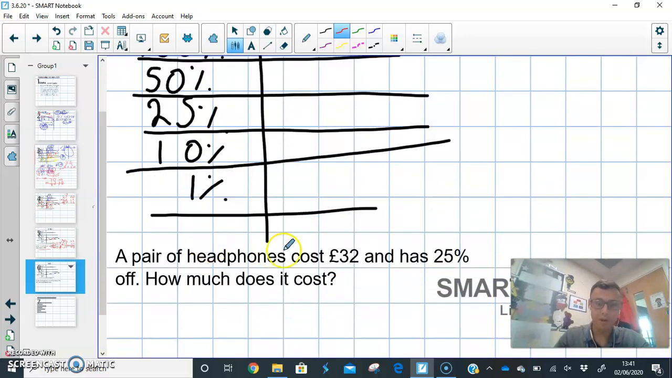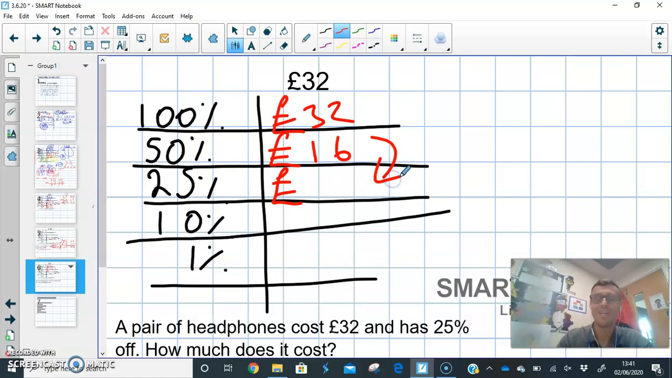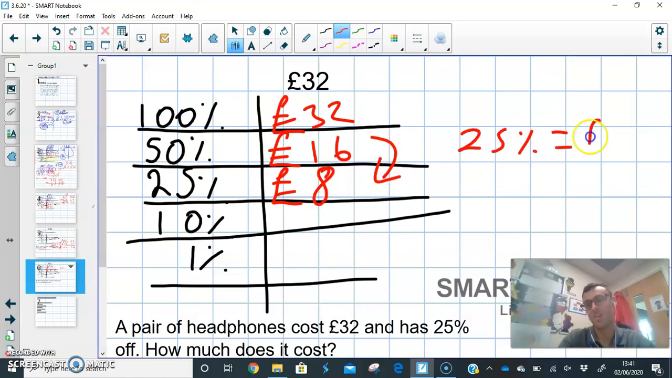Now, a pair of headphones costs £32 and has a 25% reduction or 25% off. How much does it cost? Well, first of all, 100% is 32. So 50% would be 16 because I would half it. And then 25%, well, I half 50% again. Half of 16 is 8. So I know that 25% is equal to £8.